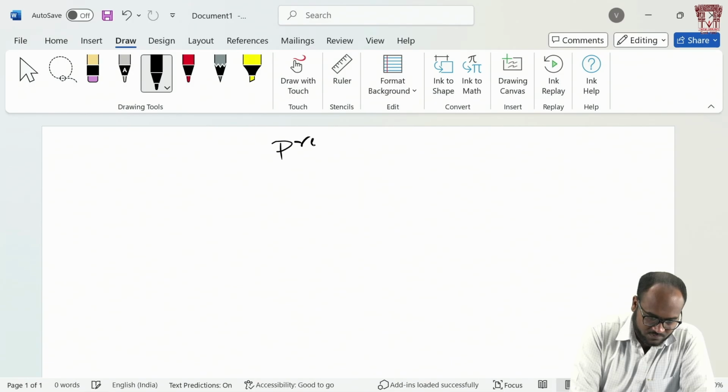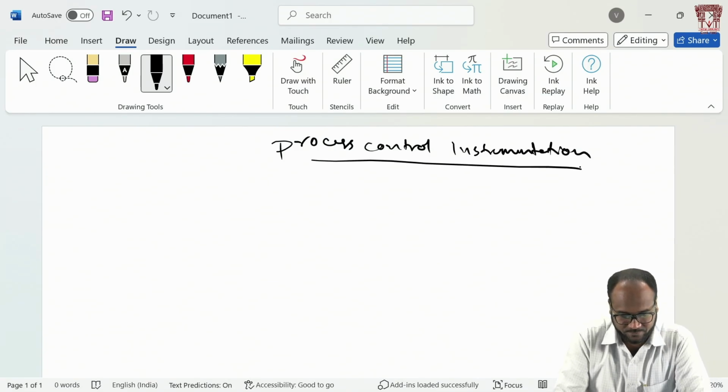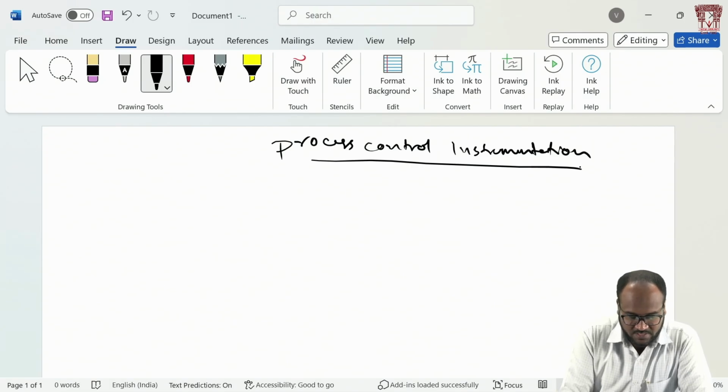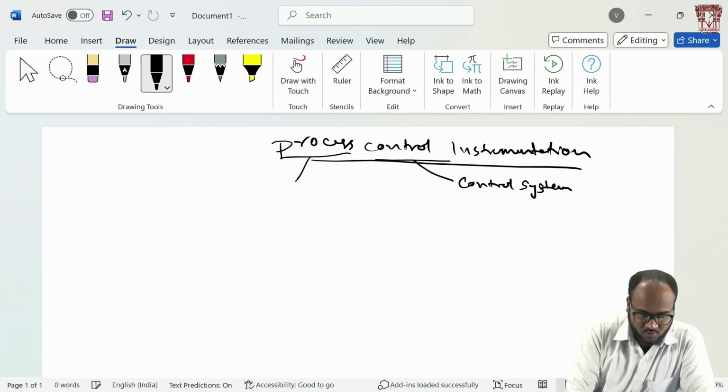So, process control instrumentation. From the name itself, we can understand that it's about the control system which is controlling a process.